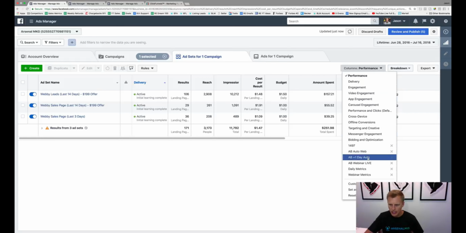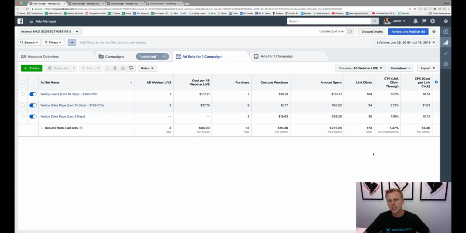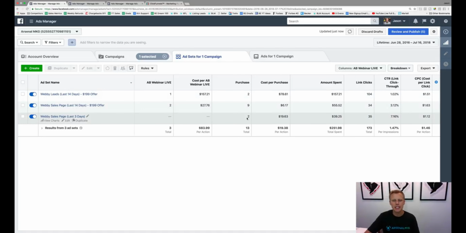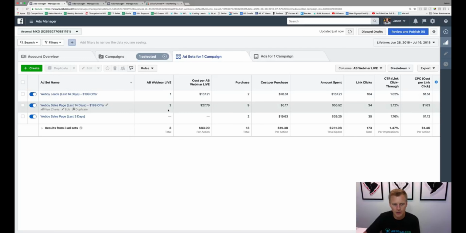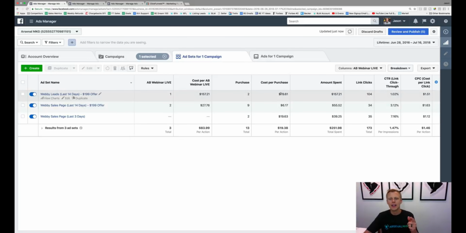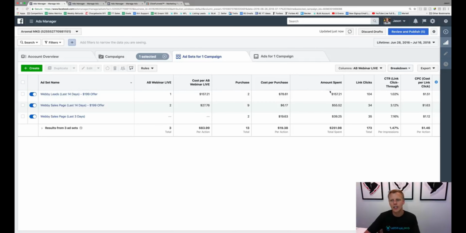Now if we look at the actual purchases over here, these purchases represent a $199 purchase because that's what we're sending them to. You can see this one is pretty good. It's not absolutely killer. This one's absolutely crushing it right here, but this two represents a $199 purchase. So we've got two at $199. We've made basically $398, and we've spent $157 with a cost per purchase of $78.